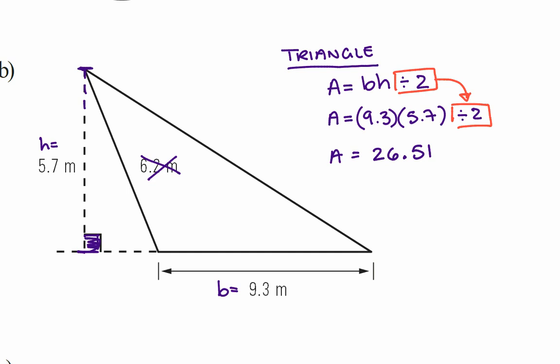26.51. Now again, they didn't tell me where to round it to, but my question goes to 1 decimal place. I'm going to round to 1 decimal place. So my answer will be 26.5, making sure I've got my units, meters squared. Okay?